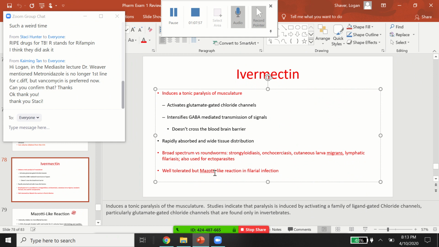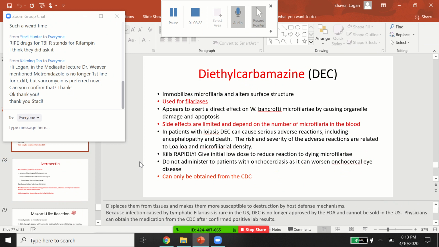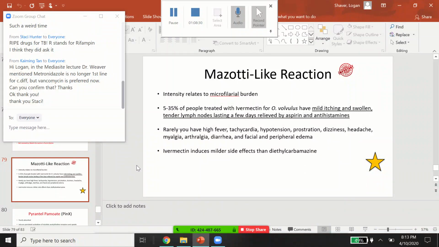It's well tolerated, however, there is a Mazzotti-like reaction in filarial infection. You notice it mentions it right here, so it can also treat that. But the problem with using ivermectin is you get that Mazzotti-like reaction. More than likely this would be one of those questions where it describes a Mazzotti-like reaction, and that they had filariasis, and asks which drug did you give them. And just to remind you, DEC is the other one associated with that particular infection.